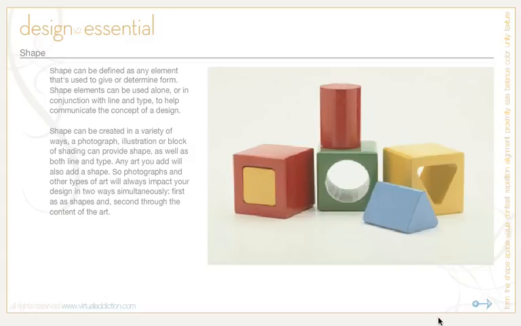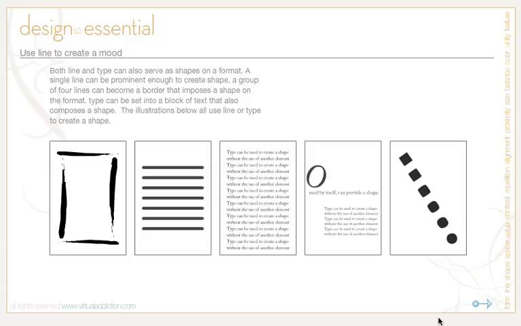Both line and type also serve as shapes on a format. A single line can be prominent enough to create shape. A group of several lines can become a border, and that's going to impose a shape on the format itself. Type can be set into a block of text that also comprises a shape. And most of the illustrations in this example just use line or type to create a shape.